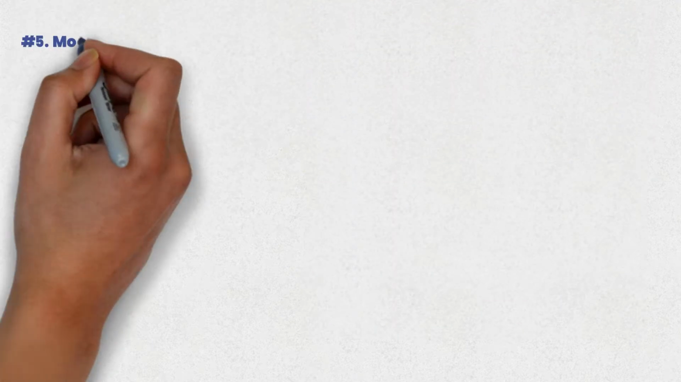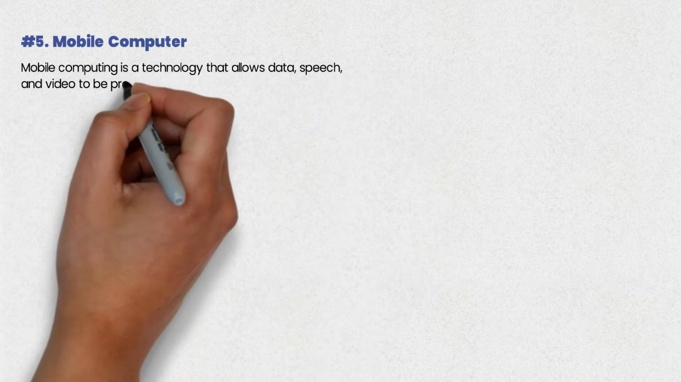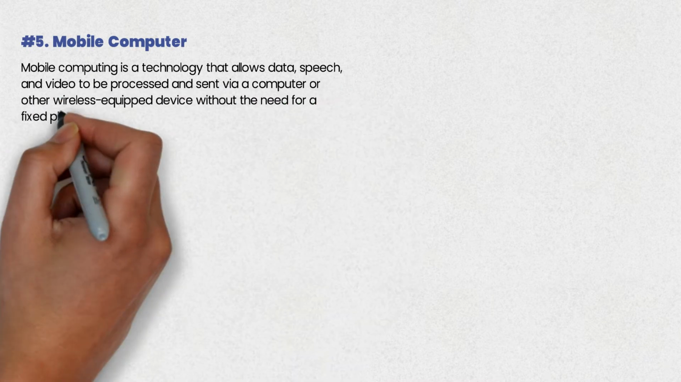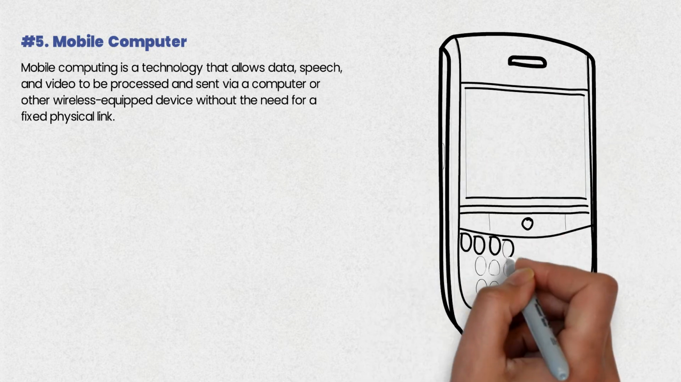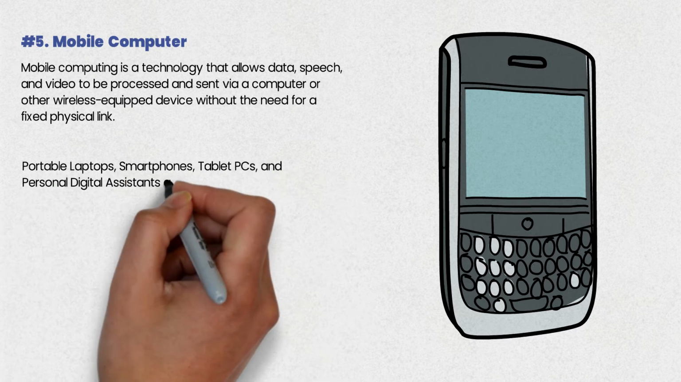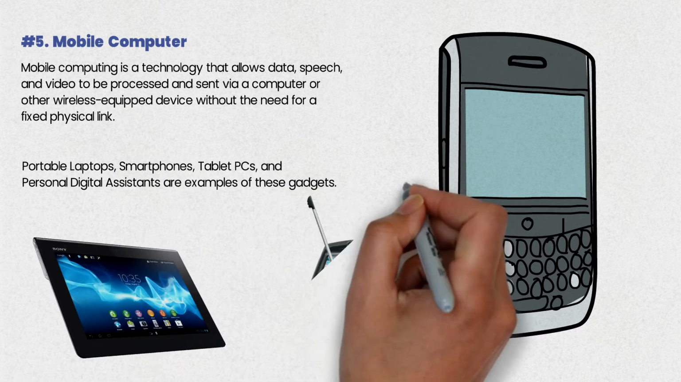Mobile computers. Mobile computing is a technology that allows data, speech, and video to be processed and sent via a computer or other wireless equipped device without the need for a fixed physical link. Mobile computers are computing devices that are used on the go. Portable laptops, smartphones, tablet PCs, and personal digital assistants are examples of these gadgets.